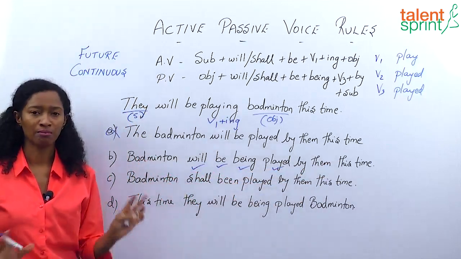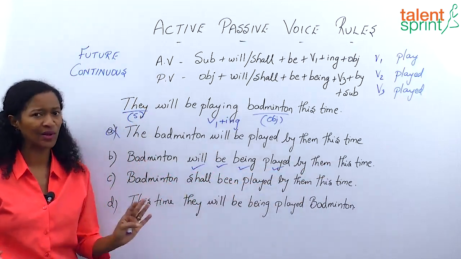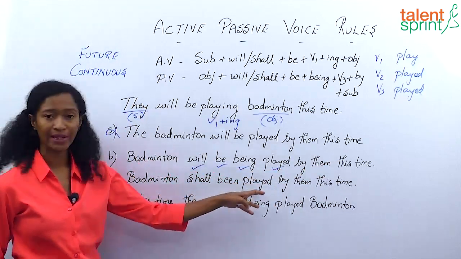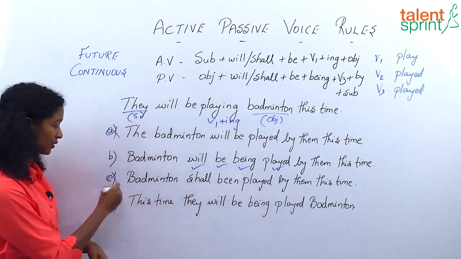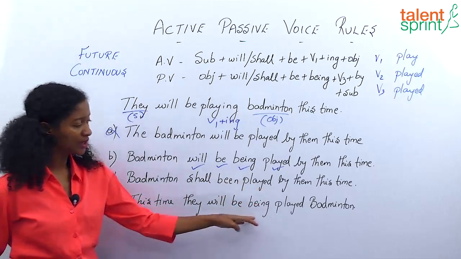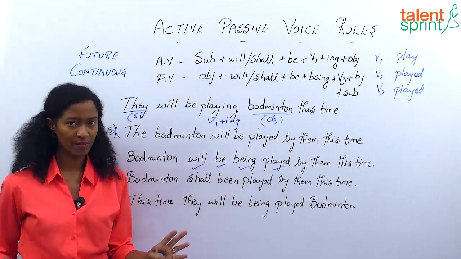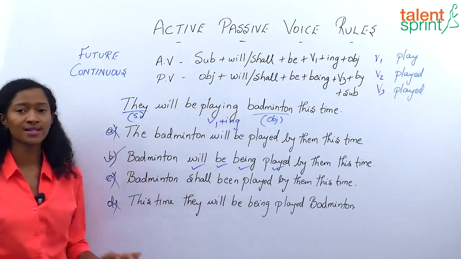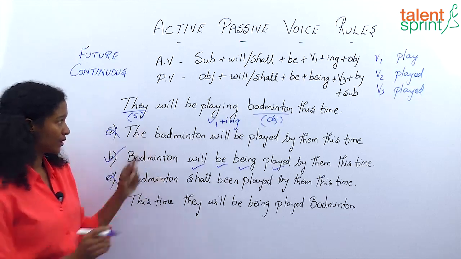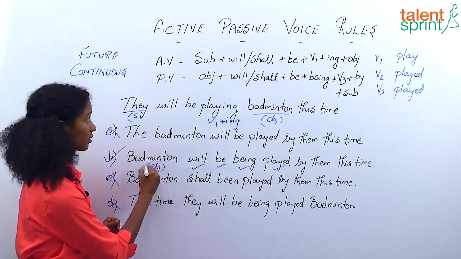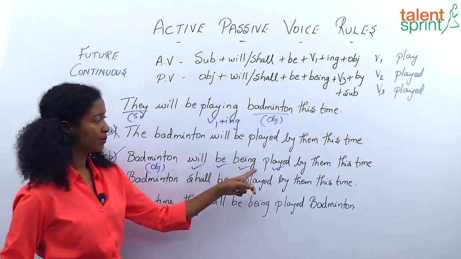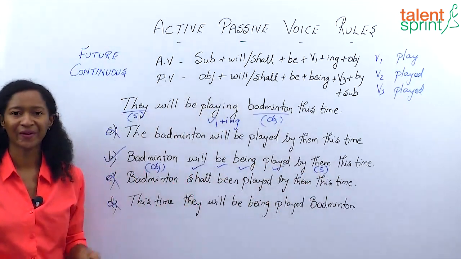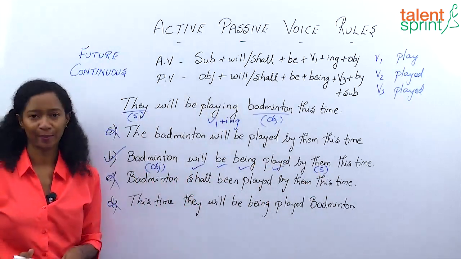Looks like option B meets the form, but let's look at option C and D. Option C, badminton shall been played. I have been here, incorrect. This time they will be being played badminton, doesn't make sense at all, grammatically incorrect altogether. So our answer option is B, right? Badminton, the object, will be being played by the subject this time. Okay, so our answer is option B.